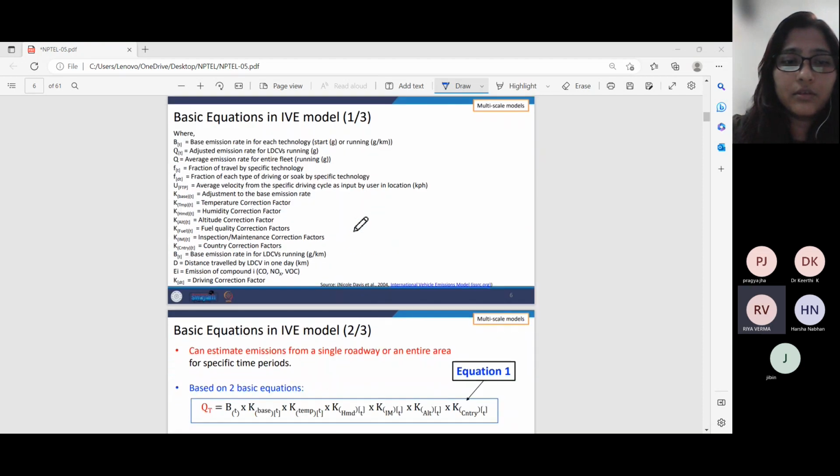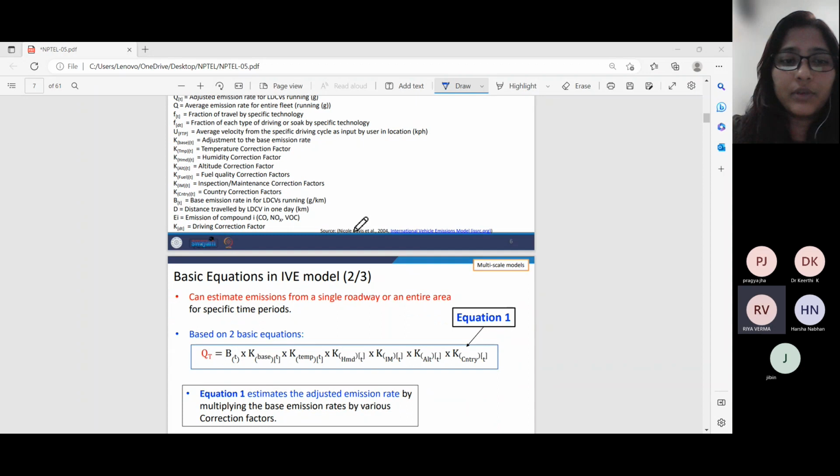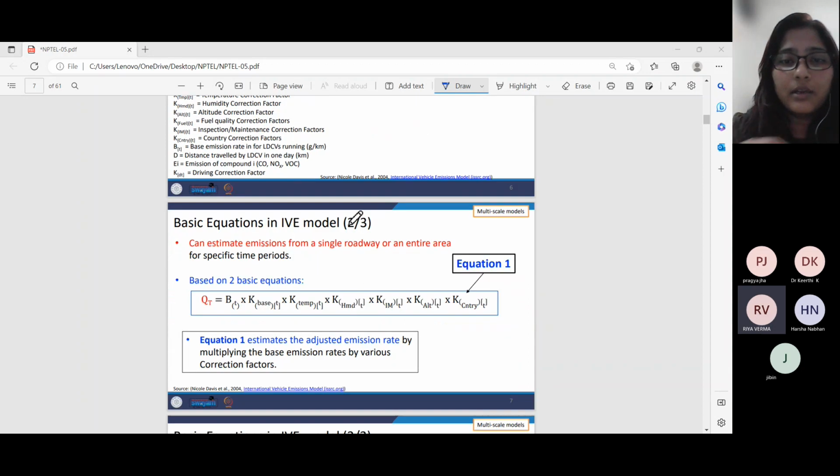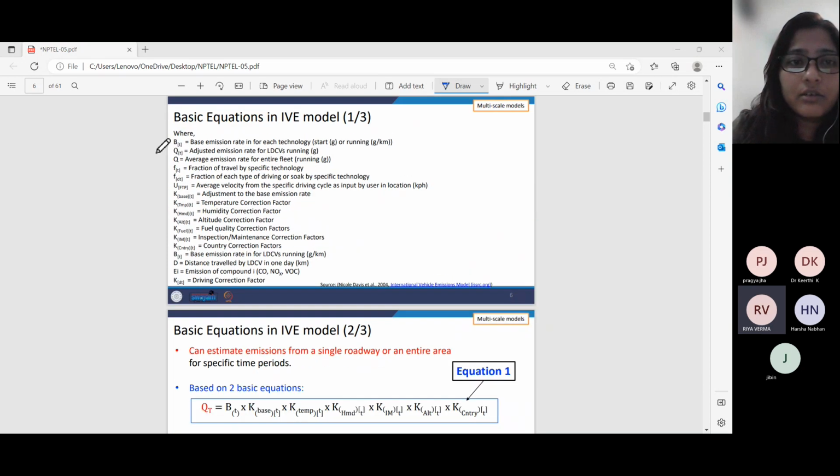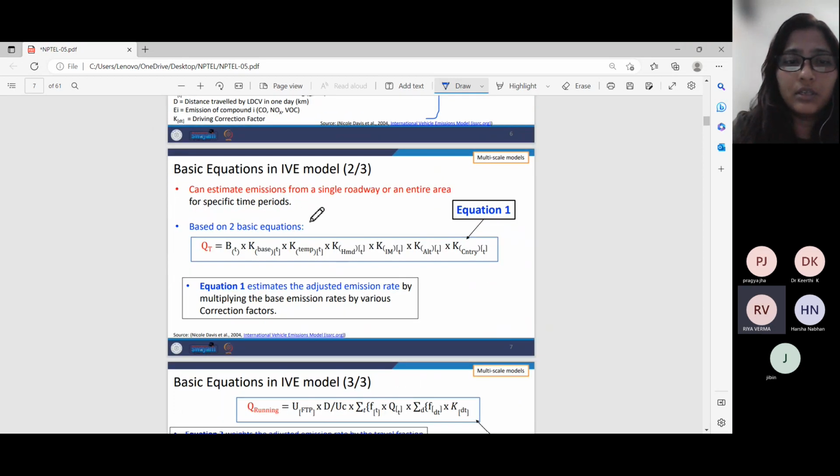So this is the basic equation that we use in the IVA model, and this equation can estimate the emissions from a single roadway or an entire area. Basically, the source can be a line source from a single roadway or an entire area for specific time periods. We have to define the time periods for that. And there are some terms used in this equation, which are explained here.